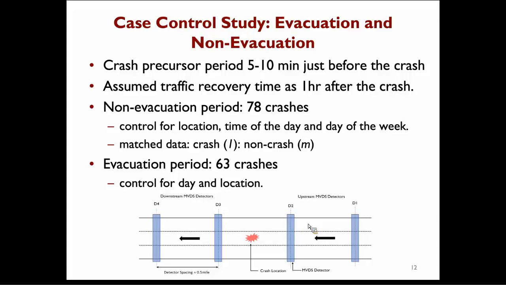And for the non-evacuation period, we selected M non-crashes for every crash. This M can vary from 1 to 5, and we control for location, time of the day, and day of the week. For the evacuation period, we have identified 63 crashes, and for choosing the non-crash data, we could control for day and location. We could not control for the day of the week for the evacuation period, but the evacuation just happened for 5 days.